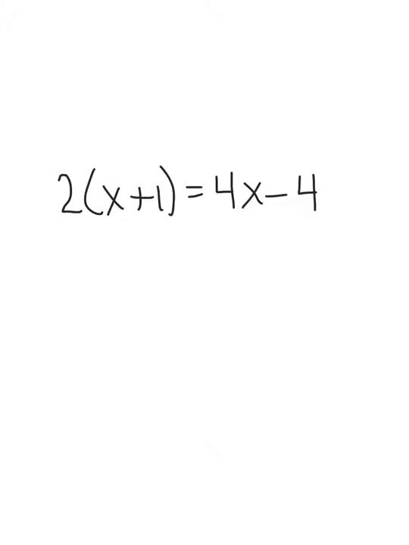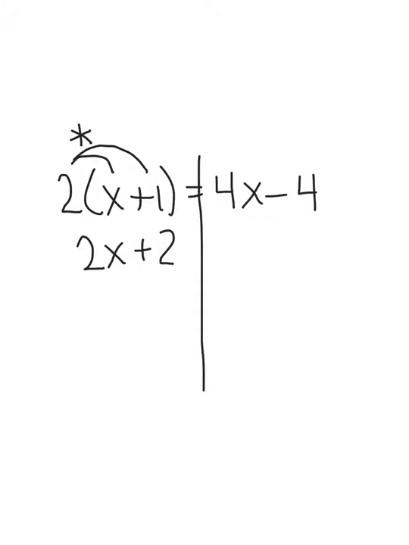Let's try another one. For this example, we have the distributive property. So we are going to need to distribute the 2, which means we will multiply the 2 to each term inside the parentheses, giving us 2x plus 2. Bring down the 4x minus 4.